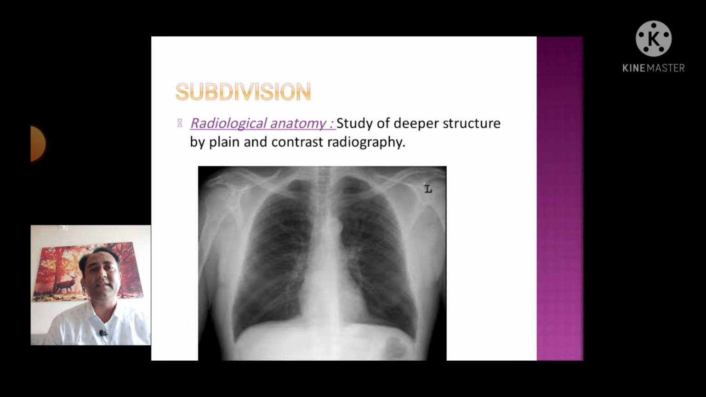The next subdivision is radiological anatomy, means study of the deeper structures by taking X-rays and sonography, that is radiological anatomy.